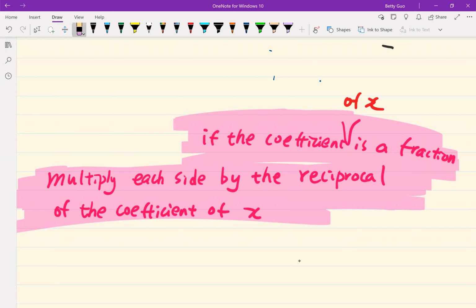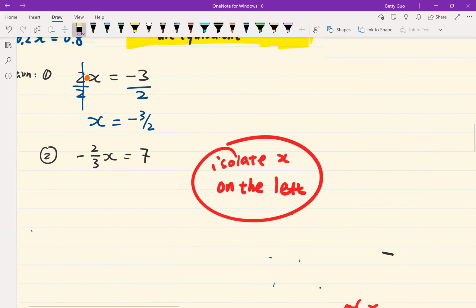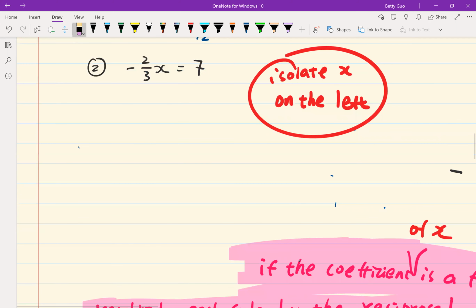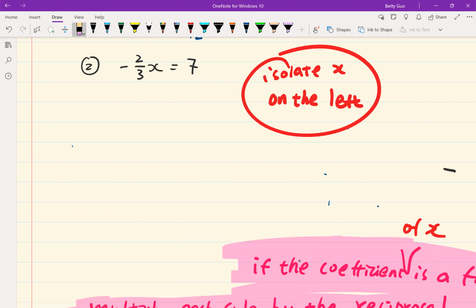You done? I'm going to show you why this is more convenient. Why don't we divide instead of multiplying by the reciprocal, okay? All right, let's see. As we see, the coefficient is a negative 2 over 3, right? The coefficient is a negative 2 over 3.